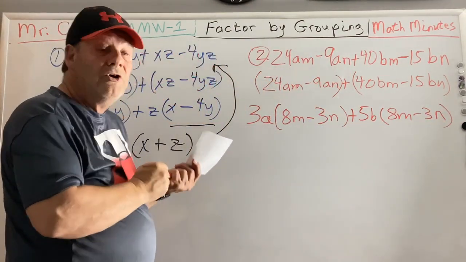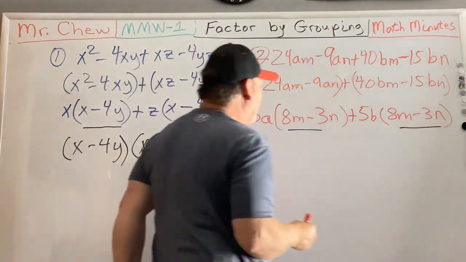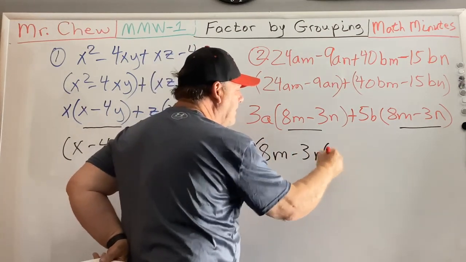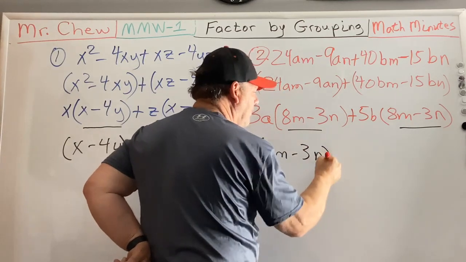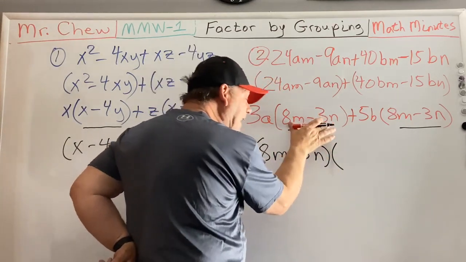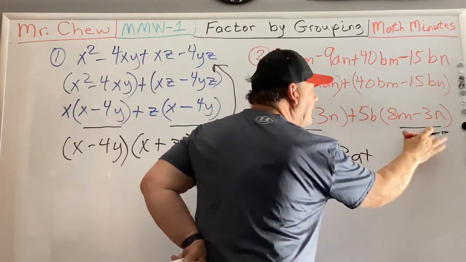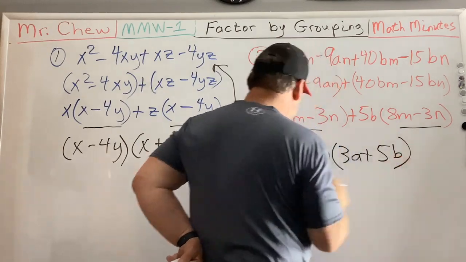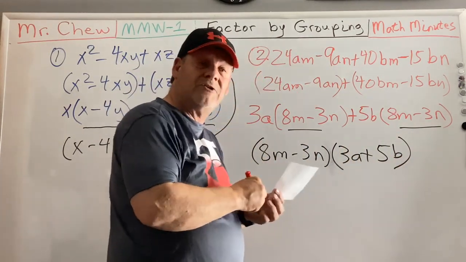Well, look. Do I have a boom baby? Boom, baby! So I have 8m minus 3n times what's left when I take that boom baby out? 3a. What's left when I take that boom baby out? 5b. That is my answer. You can FOIL it and see if it's true.